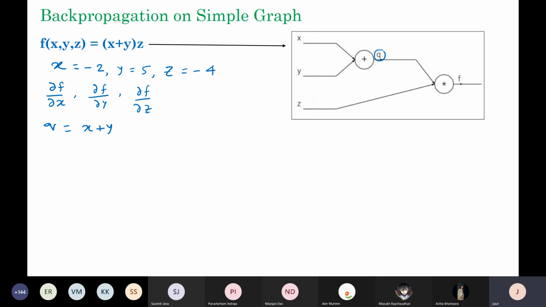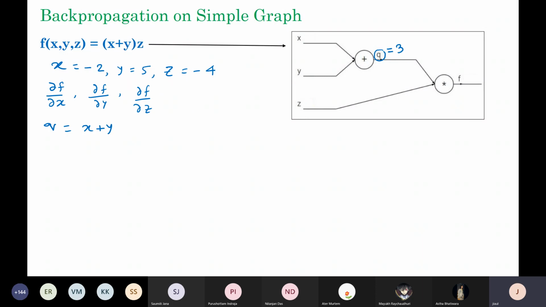Now, what we do in a typical network is, once you have some values, you first take the forward pass. Forward pass means computing the output values from every node. So if you take a forward pass with values x, y, and z, then the value of q here is going to be 3.